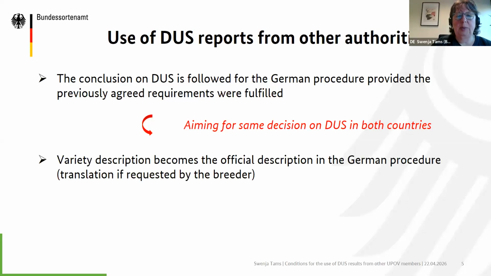So the variety description becomes the official description in the German procedure. There might be a translation if requested by the breeder. Often variety descriptions are bilingual, in the national language and in English, and often this is sufficient and there's no translation needed.